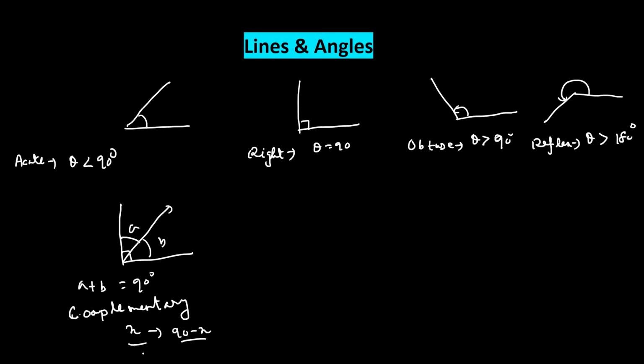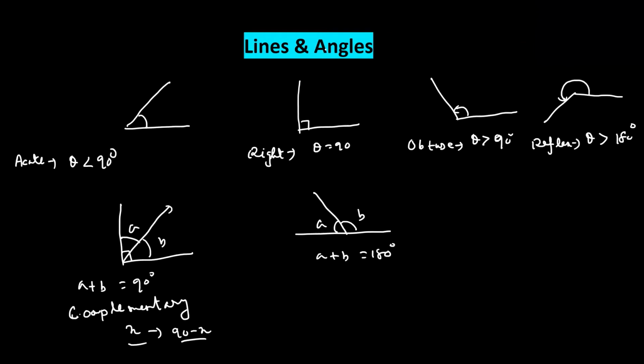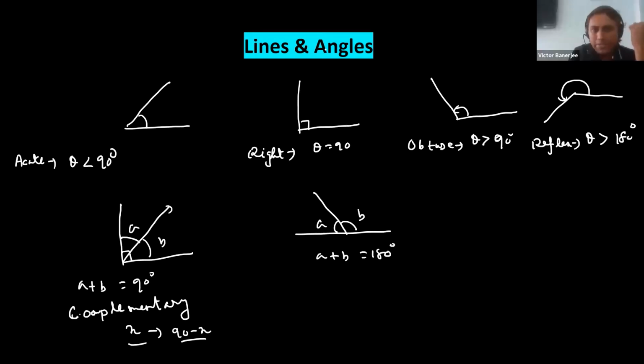Guys, clear? All of you? Yes, sir. Same thing goes when the sum of two angles is 180 degree. This is A, this is B. What are they called? Supplementary angles. They sometimes directly ask you a question on that. Complementary: sum of the angles is 90. And supplementary: sum of the angles is 180 degree.